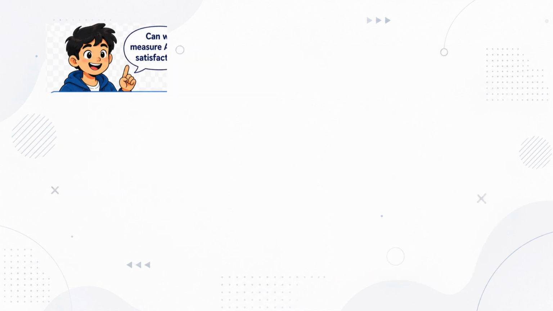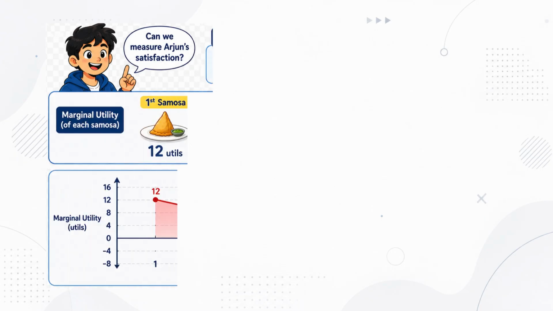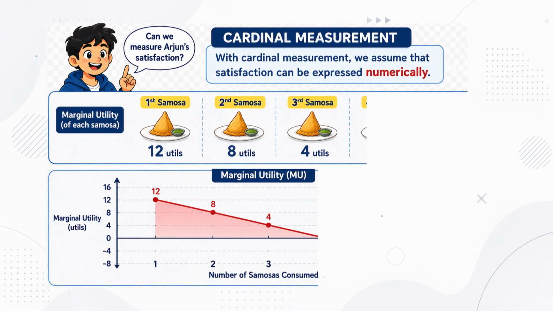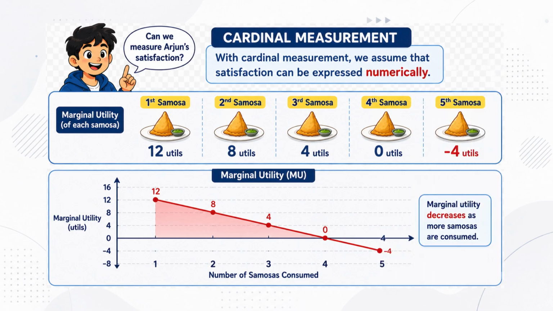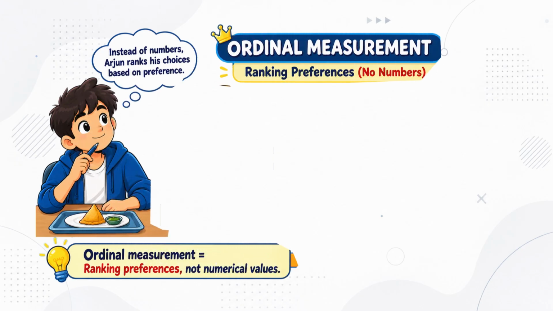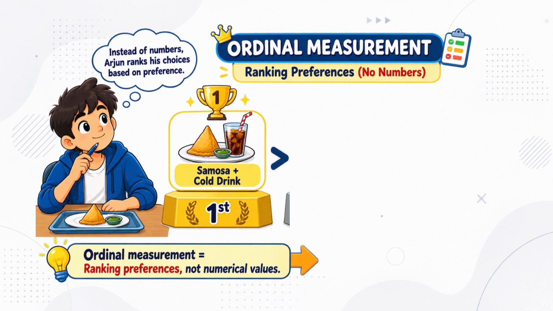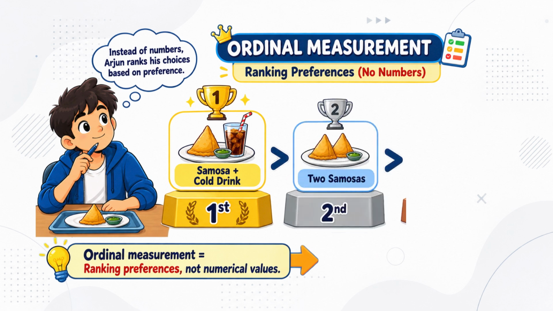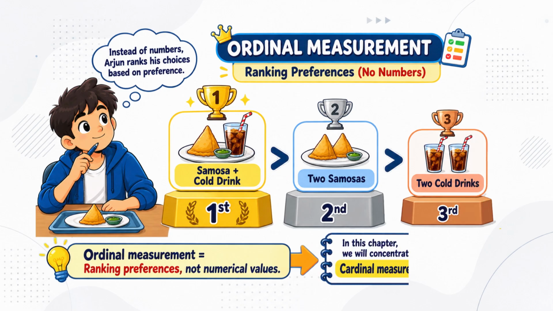Can we measure Arjun's satisfaction? With cardinal measurement, we assume that satisfaction can be expressed numerically. With ordinal measurement, Arjun doesn't assign numerical values to his satisfaction. Instead, he simply ranks his choices. Arjun says satisfaction got by consuming a samosa plus a cold drink is greater than satisfaction got by consuming 2 samosas, which is in turn greater than satisfaction got by consuming 2 cold drinks. In this chapter, we will concentrate on cardinal measurement.